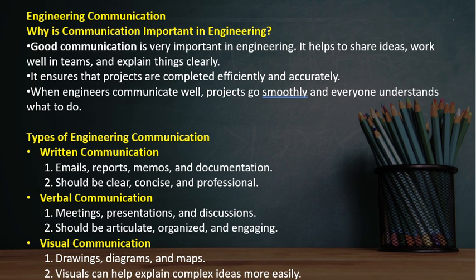Okay, so those projects in which the communication was good, they were finished, the working was very smooth, there were not many delays, it was within the budget, and they were working efficiently and accurately. So whatever they planned, they were right up to that mark. Okay, what types of communication do we use in engineering? These three types.